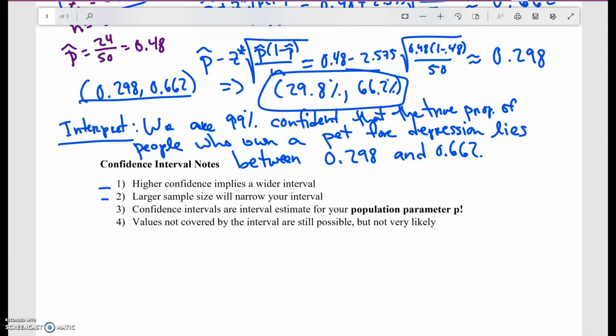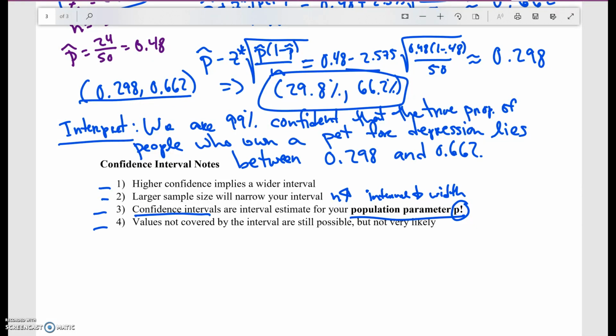A larger sample size will narrow your interval. So if n increases, then your interval is going to decrease in width. And that makes sense, because if you keep getting larger and larger samples until you have all of the people in the population, then you're going to get closer and closer to your estimate. Confidence intervals are interval estimates for your population parameter P. Remember, we don't know what P is, so we're trying to estimate it. So the confidence interval is only for the population parameter P, not for P hat, not for anything else, for P.